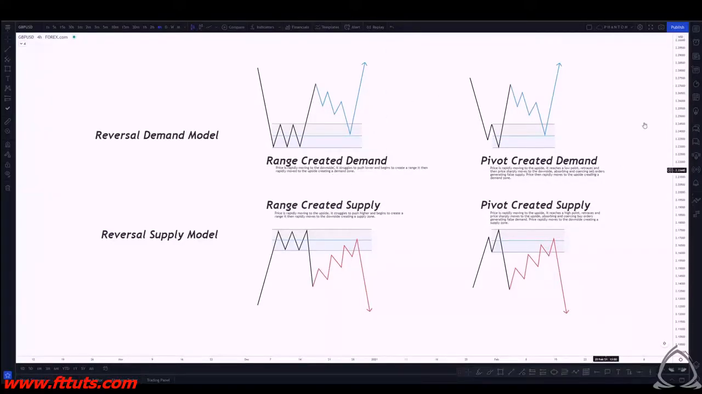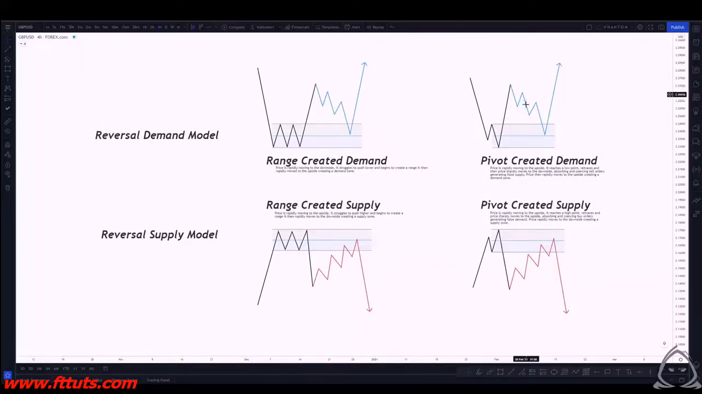And now we can look into the pivot created demand and supply reversal models. Similarly to the reversal demand model created by a range, we get that sharp move to the downside followed by an expansion away. The difference with the range is we actually have that clear sideways range, whereas with the pivot, you almost get a double pivot where price creates a low, moves up, doesn't really go too much further. We move to the downside rapidly, create that pivot in price, and then price expands to the upside. This entire move is what formulates that demand zone. Again, we don't look to trade the break of that initial high.